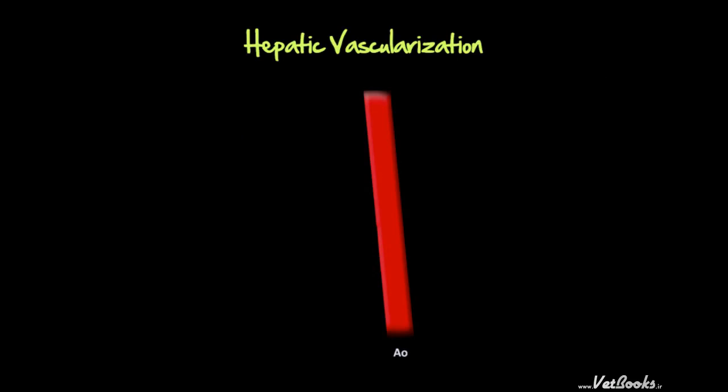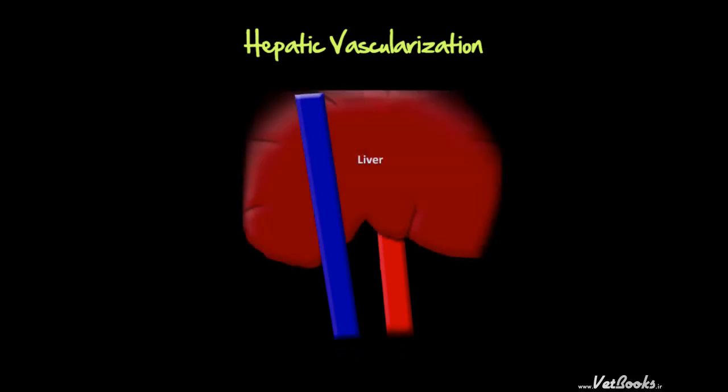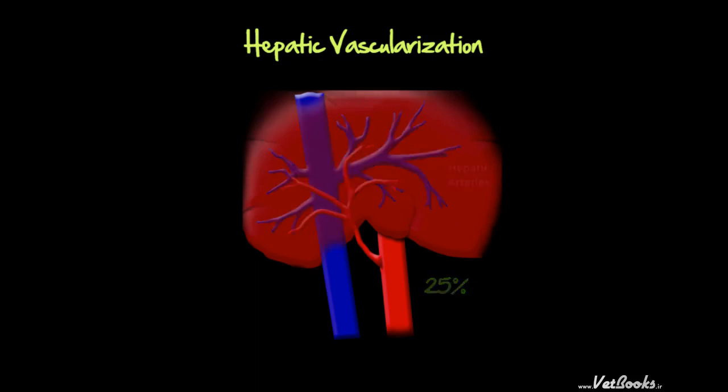Approaching ventrally, the cranial abdominal aorta is located to the left of the midline, with the caudal vena cava on the right and ventrally. The liver is ventral to the aorta and has a first group of vessels, the hepatic veins, which carry the venous drainage from the liver to the caudal vena cava. A second group of hepatic vessels emerges from the celiac artery, which turns into the hepatic branches. These arteries provide approximately 25% of the liver's blood supply.